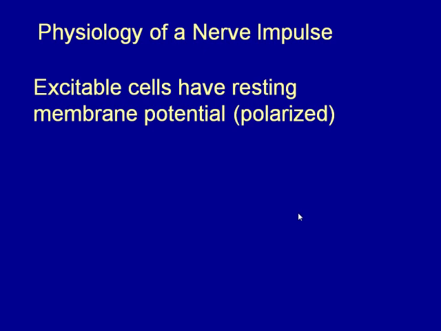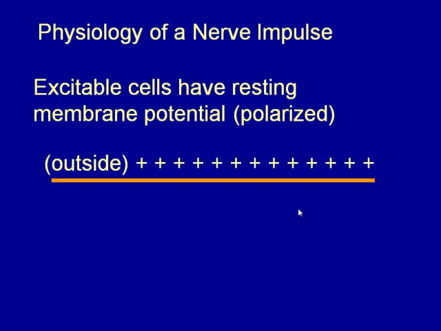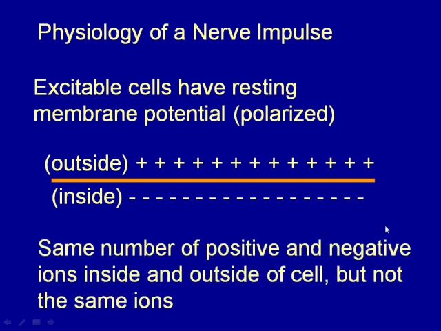Excitable cells, like nerve cells and muscle cells, have something called a resting membrane potential. That is, we say they are polarized. What this means is that if the yellow line here is the cell membrane, it's a little more positive outside the cell and a little more negative inside the cell. So there's a little bit of polarity. It's not exactly equal. Now I know we've said Mother Nature just loves equality, and equality is still here.